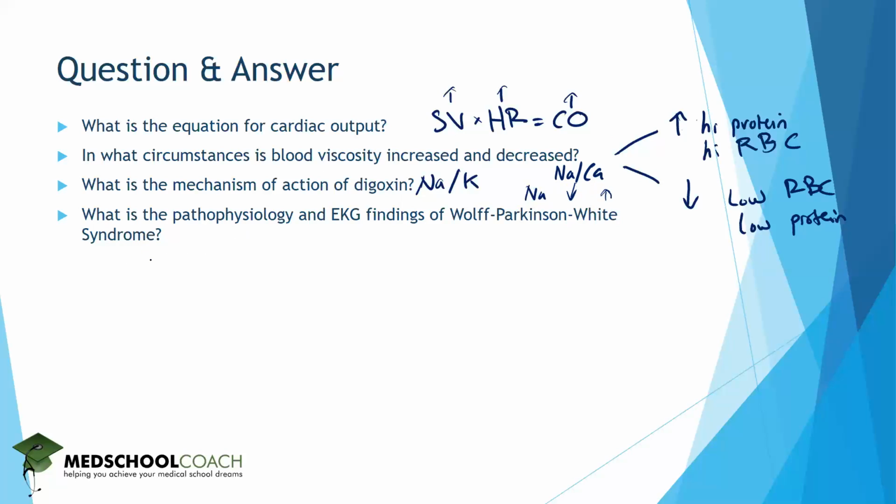Okay. And then lastly, do you remember the pathophysiology and EKG findings of Wolff-Parkinson-White? Not really. So you have your heart here. And normally, we talked about how your conduction goes from the SA to the AV node. Well, in this there's actually an accessory pathway. This is called the bundle of Kent.